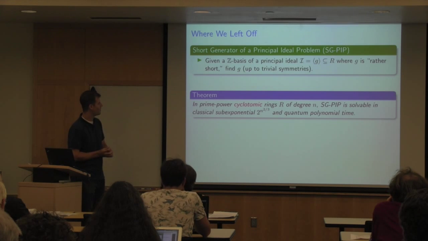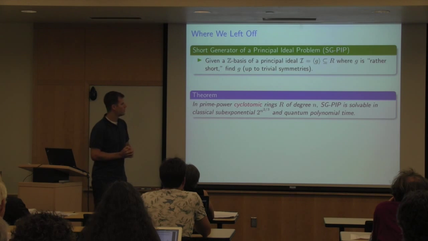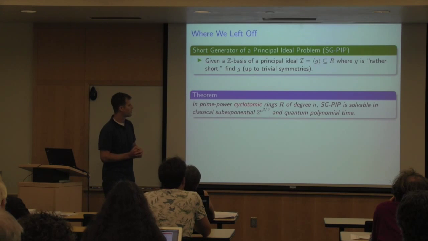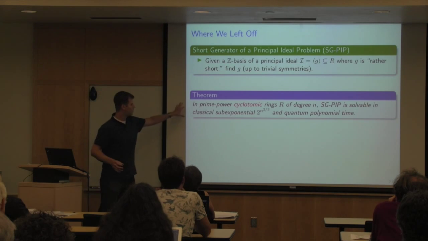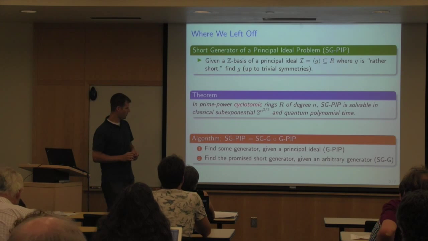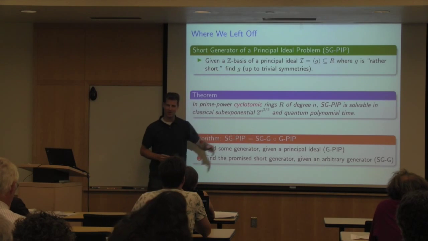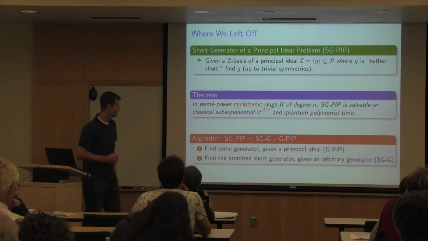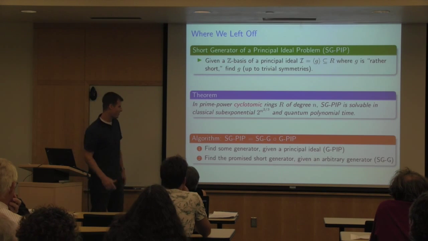So yeah, the theorem Leo told you about is that, at least in prime power cyclotomic rings R having degree n over the integers, this SGPIP problem is solvable in classical sub-exponential time and quantum polynomial time. And he told you about the second step of how this theorem is proved. So there's an algorithm here. The algorithm to solve SGPIP is the composition of SGG and GPIP. The G's annihilate each other, and you have SGPIP. Yes, I'll define them right here.